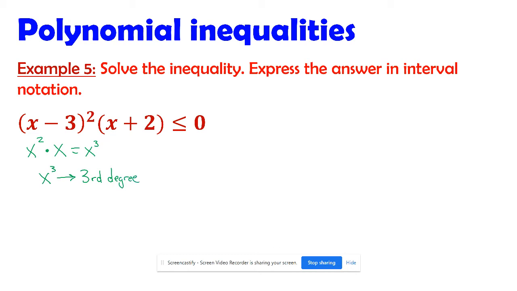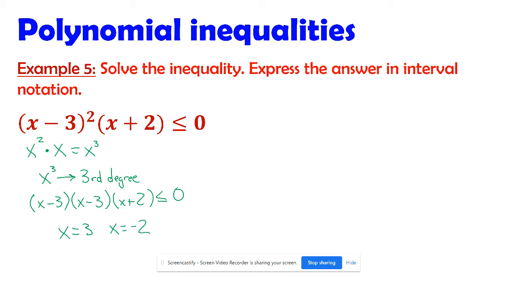Now, normally we're going to have 3 roots, but if you'll notice here, we have another double root. We have x minus 3 squared. So we could think of this as x minus 3 times x minus 3 times x plus 2. But when we work it out, we're only going to have 2 roots. We're going to have x equals 3, and we're going to have x equals negative 2.